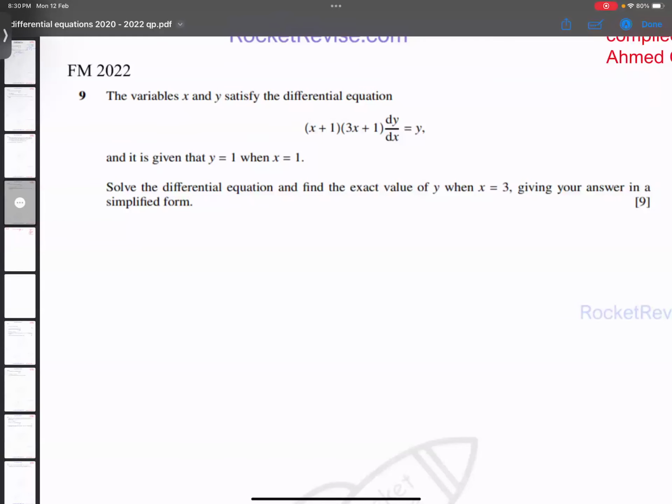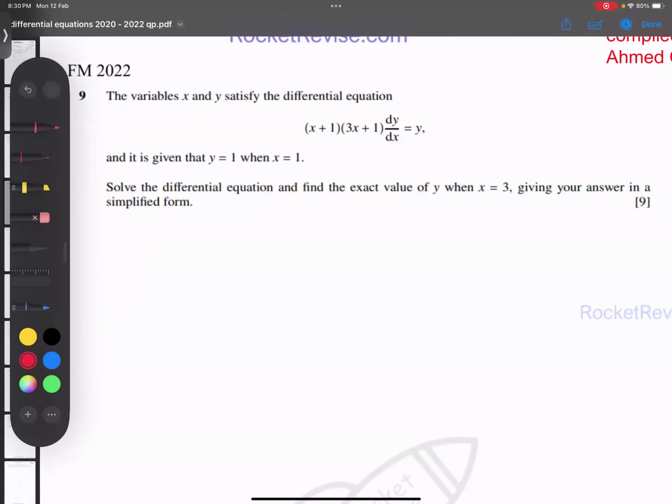Bismillah ar-Rahman ar-Rahim. This is February, March 2022, and the question number is 9. So let's start how we can do it.